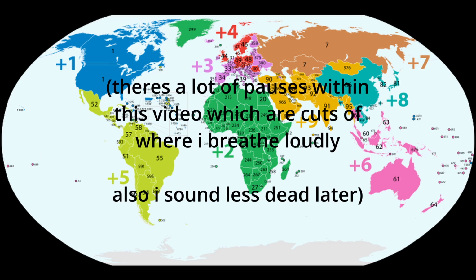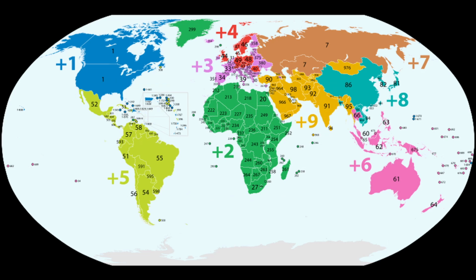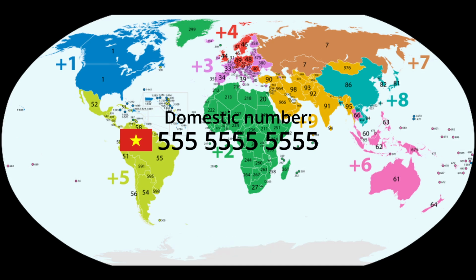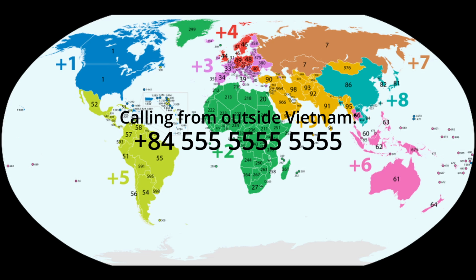An international calling code is what you put before a local phone number before calling someone who is international from your provider. For example, if I want to call a phone number from someone who lives in Vietnam whose local number is 555 5555 5555, I would call +84 555 5555 5555.